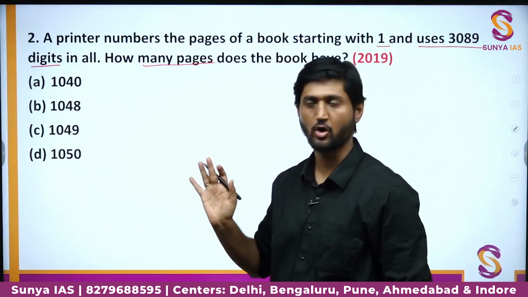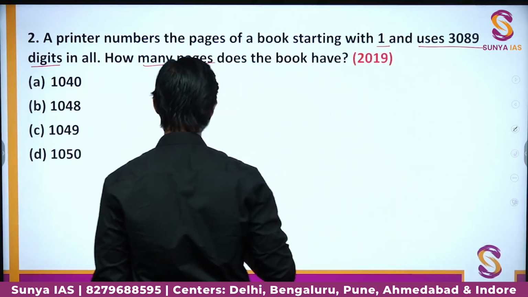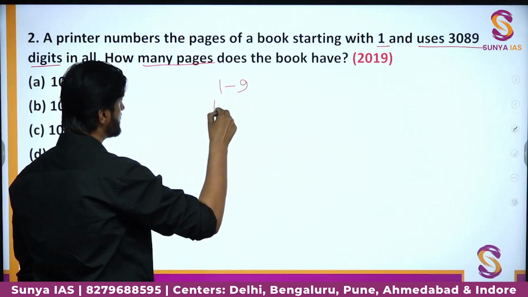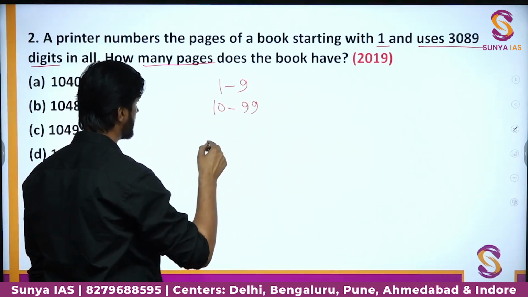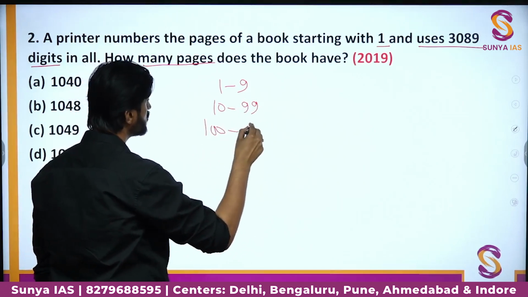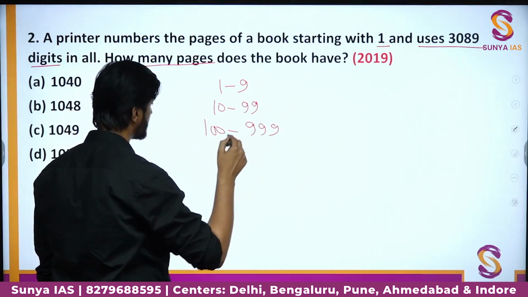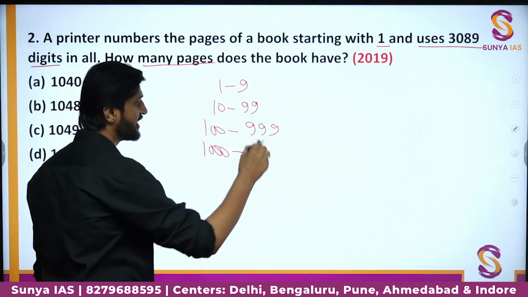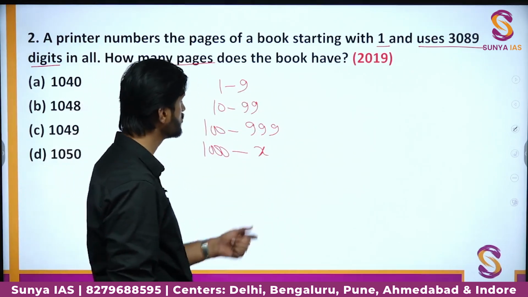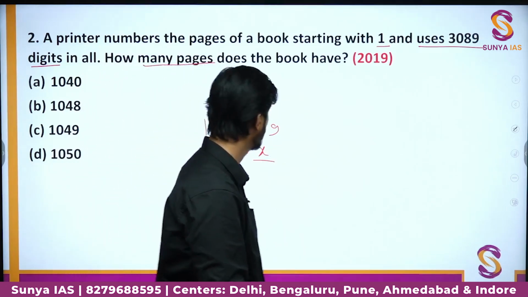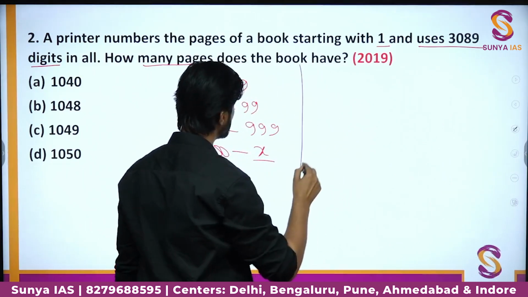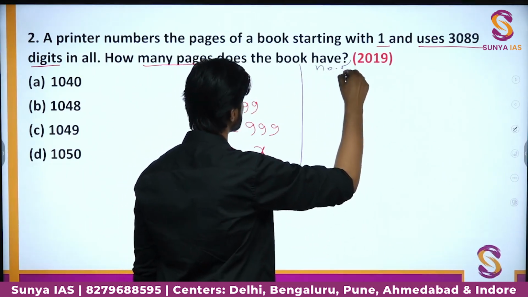So, we have to just follow the old process. From 1 to 9 we have certain page numbers, then 10 to 99 we have certain page numbers, then 100 to 999 we will have some page numbers, and from 1000 till x we will have some page numbers, right. So, let us assume the last page to be x. Then what is the number of terms we are interested in?